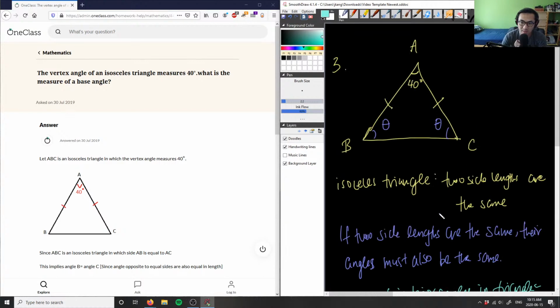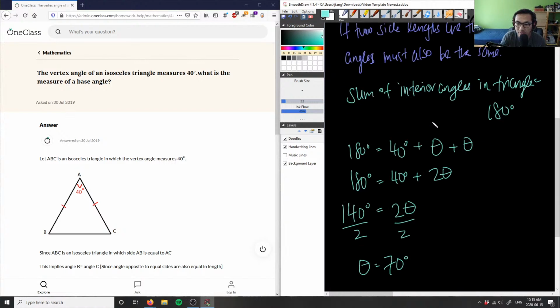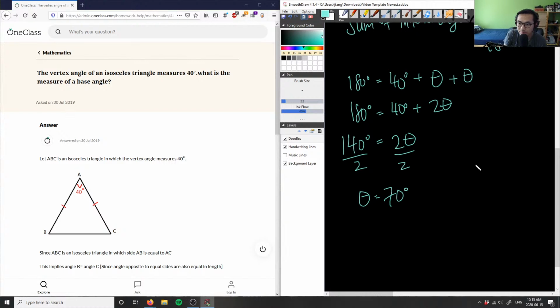So therefore, we can say that this angle here is going to be 70 degrees, and this angle here is also equal to 70 degrees. And you can make sure that they add up to 180 degrees, right? 70 degrees plus 70 degrees is 140, plus 40 degrees here is 180. So this here is our solution for this problem. Therefore, the base angle equals 70 degrees.